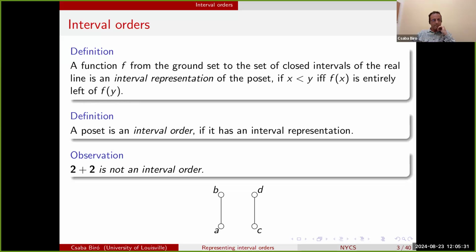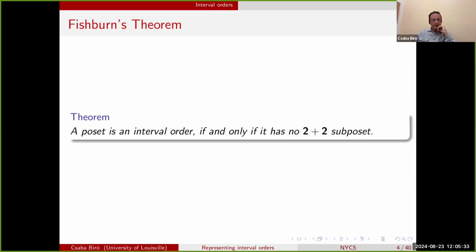So the interesting thing is this classical theorem of Fishburn that states that this is a characterization of interval orders. If a poset does not have 2 plus 2 as a subposet, it is an interval order. I'm not going to show you the whole proof, but I will show you the idea of a proof that's not due to Fishburn. This idea is due to Greenough, who was Kenneth Bogart's student, and in his PhD thesis, he introduced this proof.